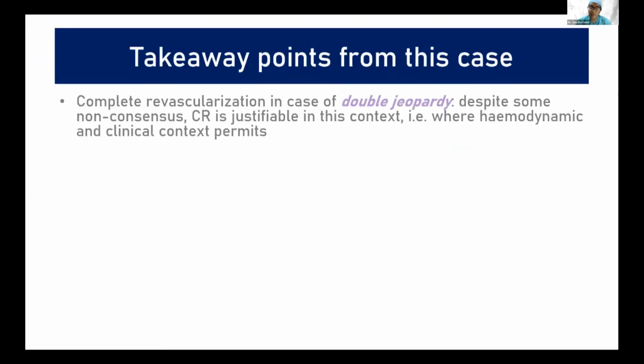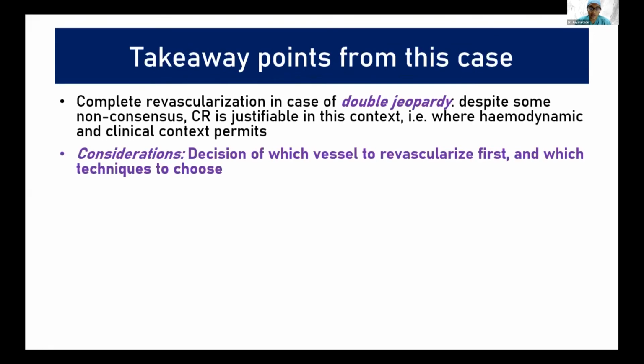So the takeaway points from this case are that there's complete revascularization in this case of double jeopardy. Despite the fact that there's some non-consensus regarding the revascularization of a bystander CTO, complete revascularization in this case was justifiable in the context that the hemodynamic and clinical context permitted it. Furthermore, it's important to consider decisions of which vessel to revascularize first.